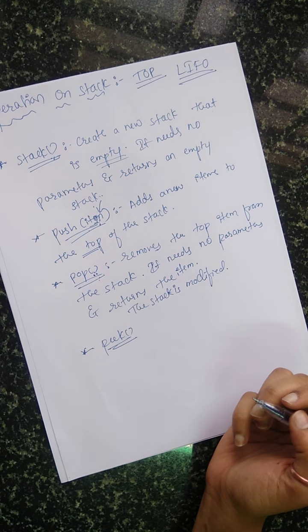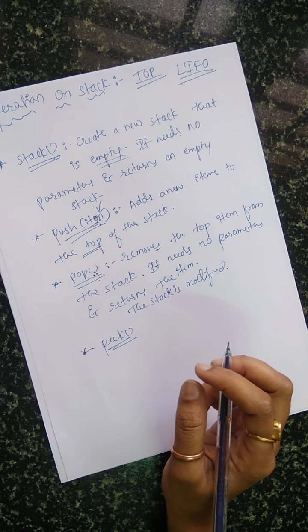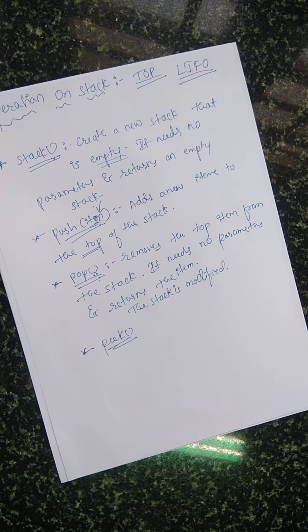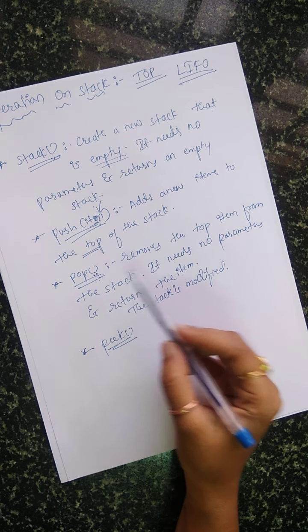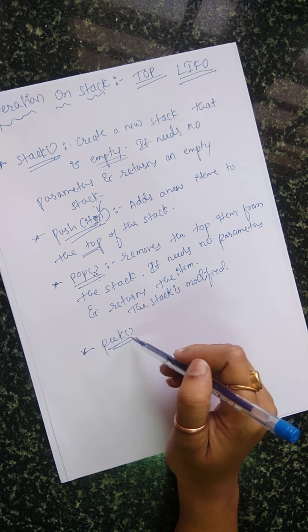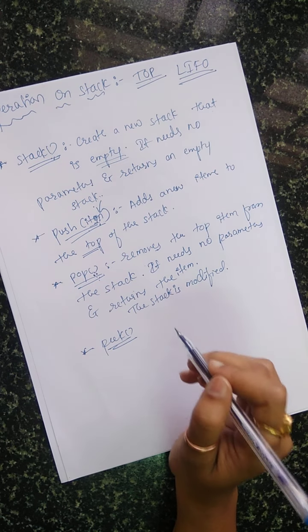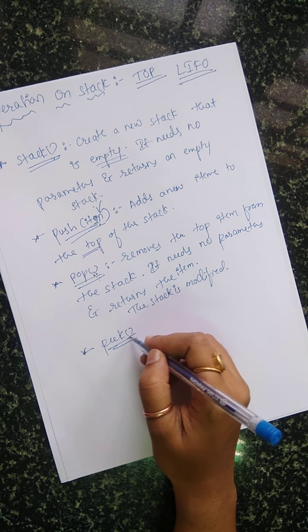P-E-E-K, peek function. This peek function returns the top item from the stack but does not remove it. It displays the element which is at the top, which was recently added into your stack. That item will be displayed, but it will not be removed. Pop also displays the element at the top, but it removes it from the stack. Peek only displays the element at the top and will not delete it. For that purpose we use the peek function.